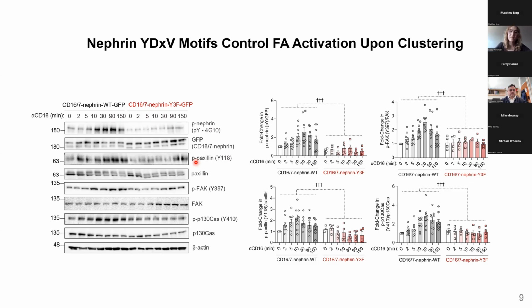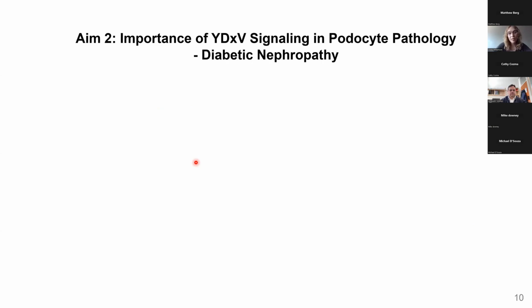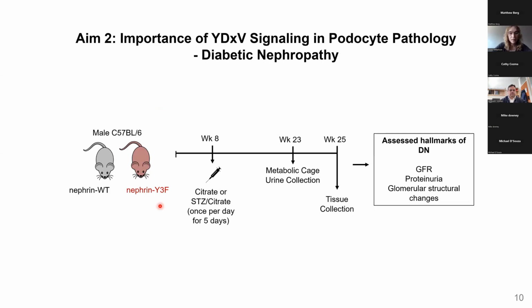We then wanted to determine if this was relevant for an actual mouse model. So we used a Y3F mouse model and then looked at diabetic nephropathy, which has mechanical strain, to see if the disease is worsened. So we used what's known as streptozotocin, or STZ, to induce a type 1 diabetic nephropathy, or diabetes, which leads to nephropathy, collected urine on week 23, and then collected tissues for the assessment of the hallmarks of diabetic nephropathy.